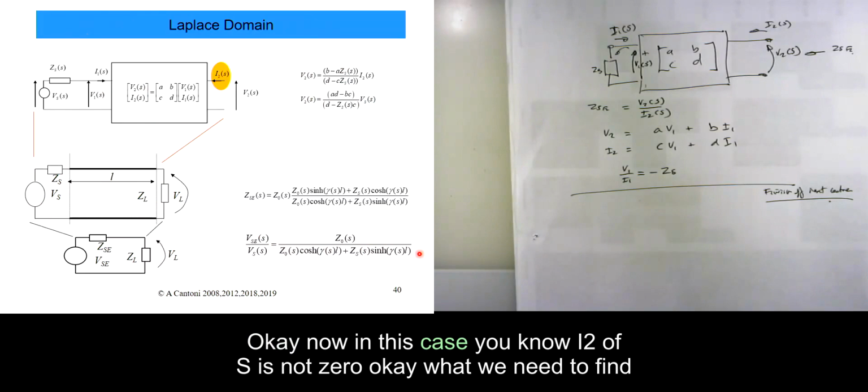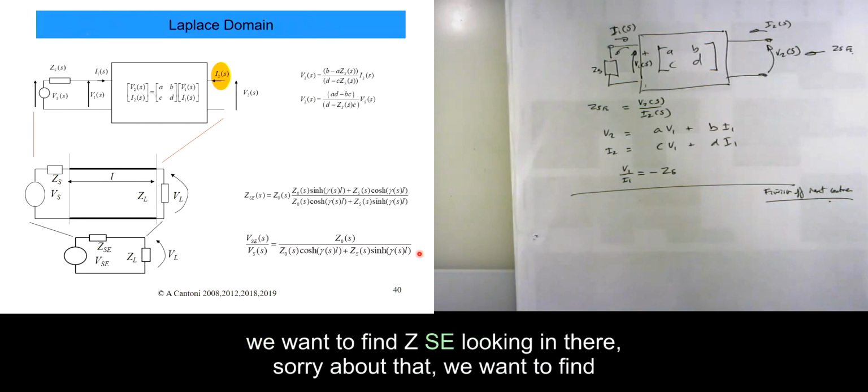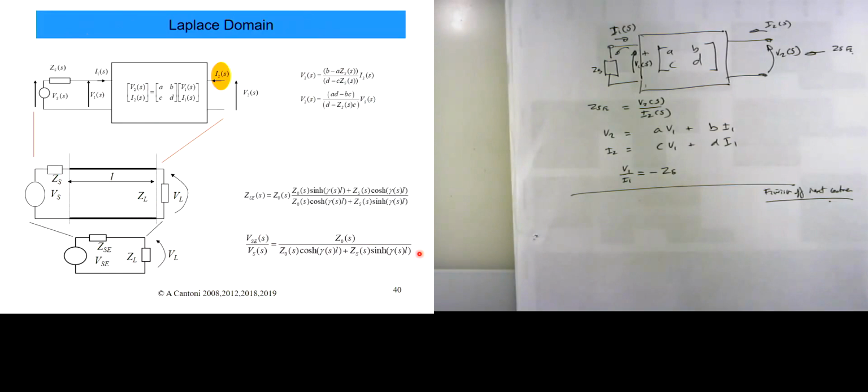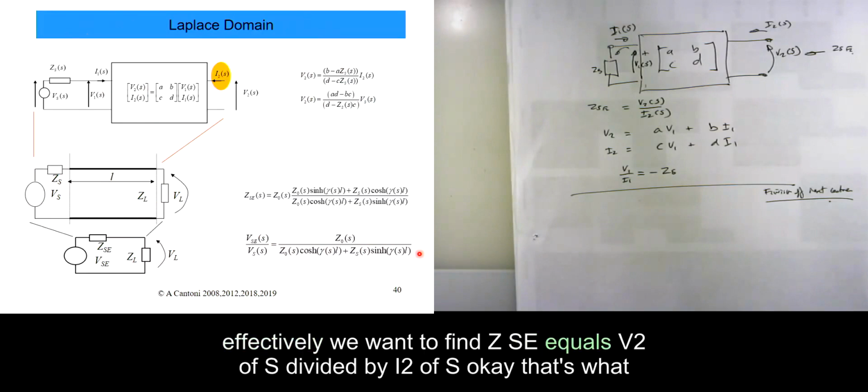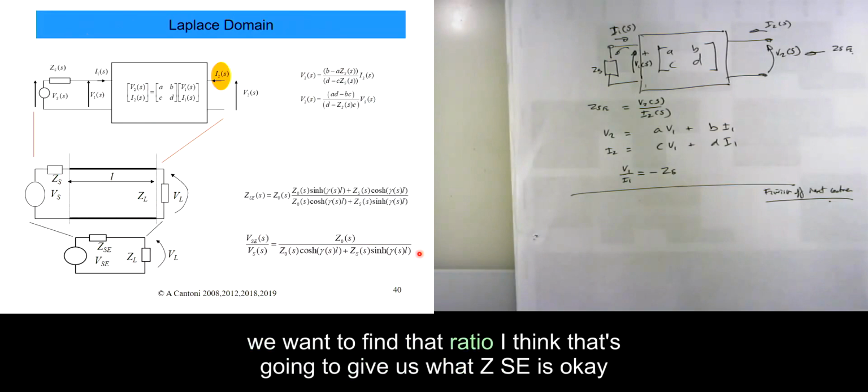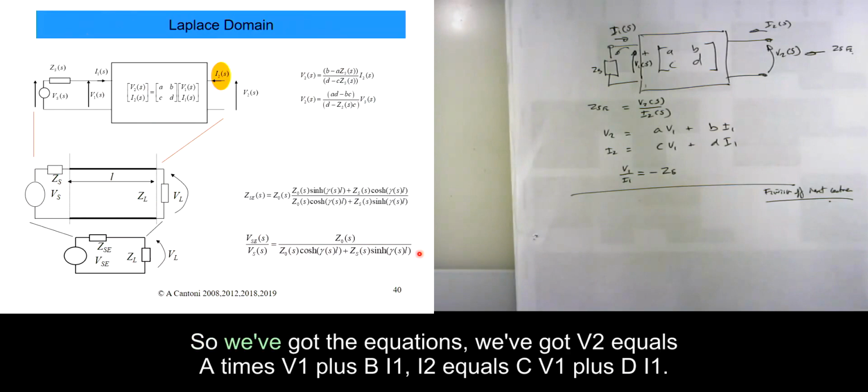Now in this case, I2 of S is not 0. We want to find ZSE, looking in there. ZSE equals V2 of S divided by I2 of S. That ratio is going to give us what ZSE is. We've got the equations: V2 equals A times V1 plus B I1, and I2 equals C V1 plus D I1.